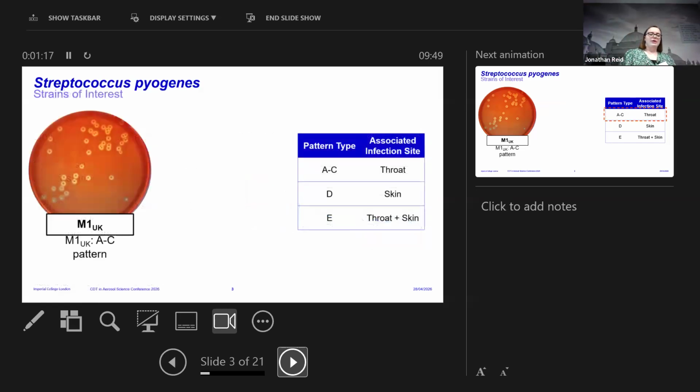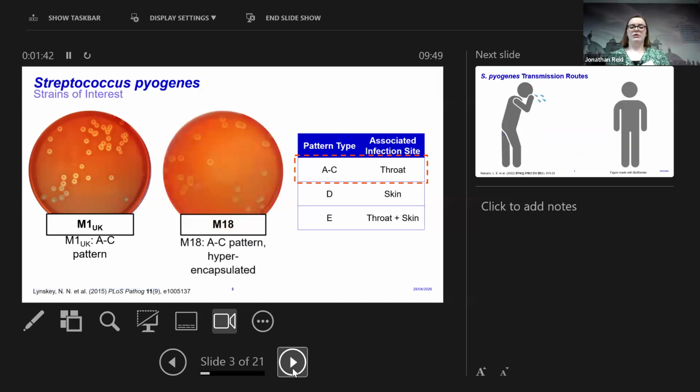When we talk about M1UK, we classify it as an A3C pattern Streptococcus pyogenes, which means it's predominantly associated with throat infections. This is a concern because, as it's a throat infection, the bacteria is more likely to be emitted during respiratory events such as talking, coughing, shouting. So the predominant amount of research I've been focusing on has been on this M1UK strain.